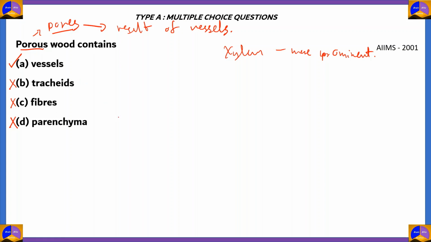Tracheids, fibers, and parenchyma are present in porous wood, but vessels are most prominent.